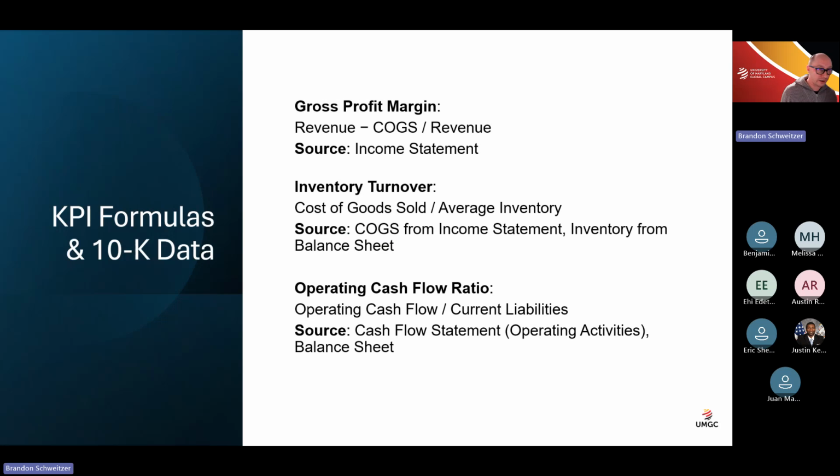Excellent indicator to calculate, because it indicates efficiency, right? Efficiency in turning over the inventory. You know, how efficient they are at selling through inventory.